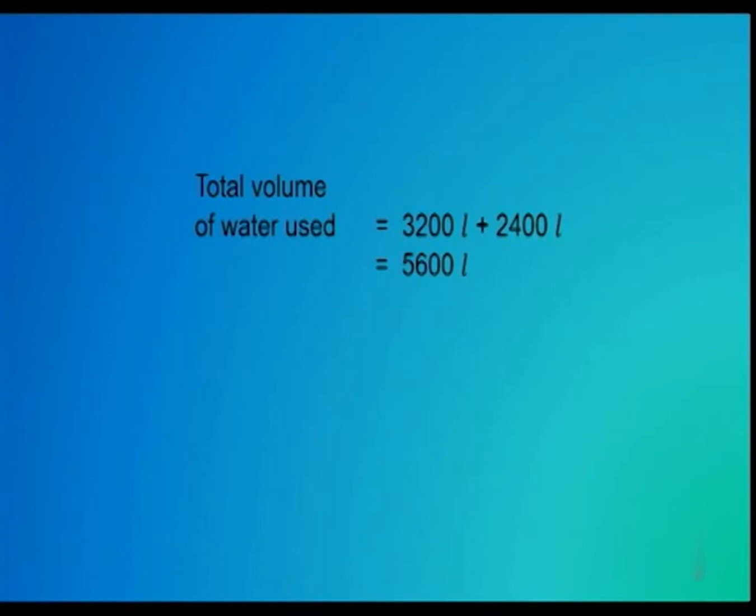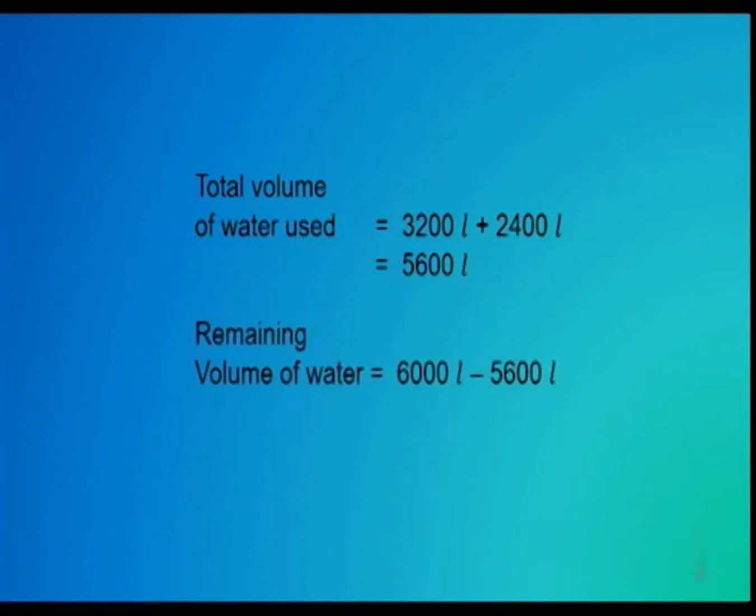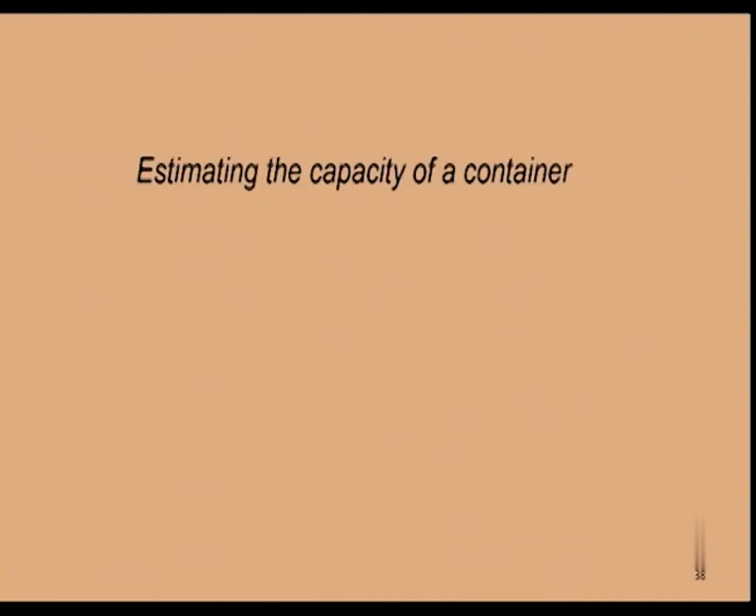Now you have to find out the remaining part. How do you find that? Yes, you have to subtract 5600 from the capacity of the tank. Capacity is 6000. So the remaining volume of water is 400 liters. Okay children, we talked about the volume and capacity. Now we are going to move to our fourth part of the lesson, estimating the capacity of a container.